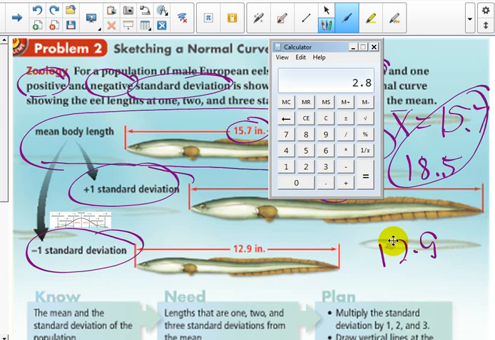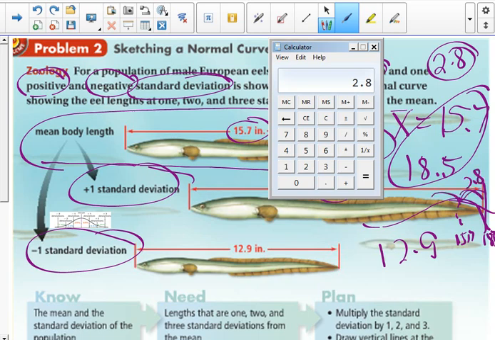And so that gives us a 2.8 difference, right? So that was the mean. He's going to be up here, the mean. That's going to be my 15.7. The first standard deviation is 18.5. So this difference right here is 2.8.